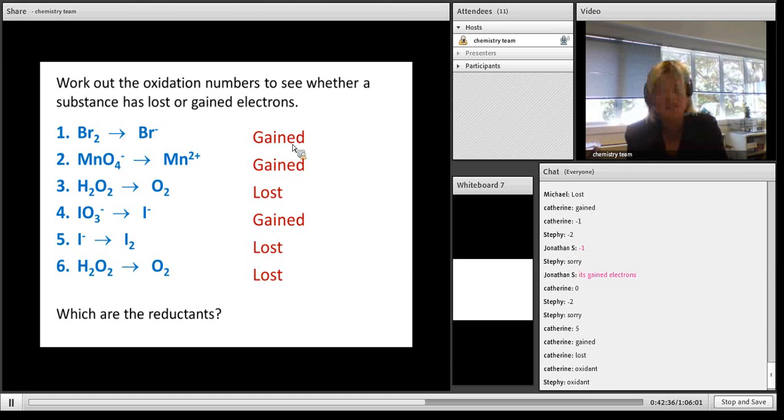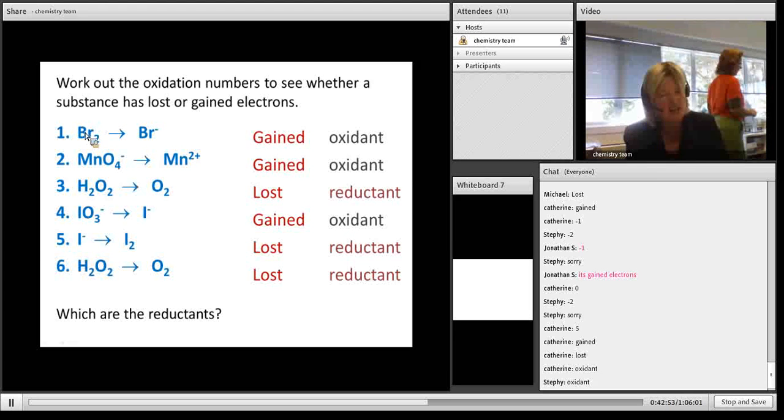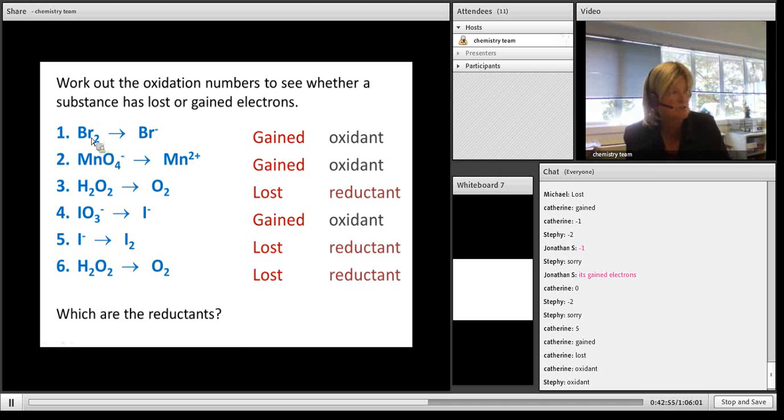It's an oxidant, okay? Smiley face, happy ant. Any of the gained will be oxidants, and any of the lost are the reductants. Now you'll notice the species is the oxidant. So here the element is the same as the species, bromine. Here a common error is people will say manganese is the oxidant.